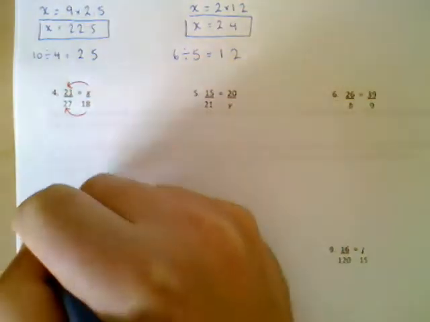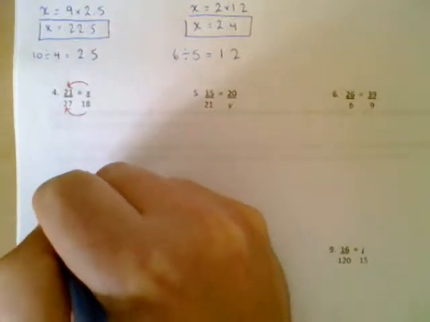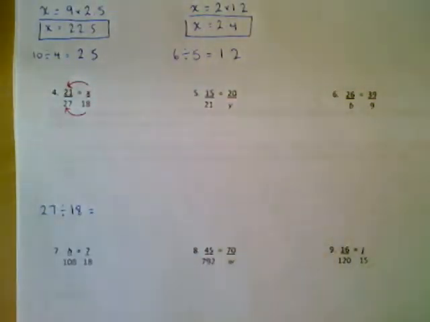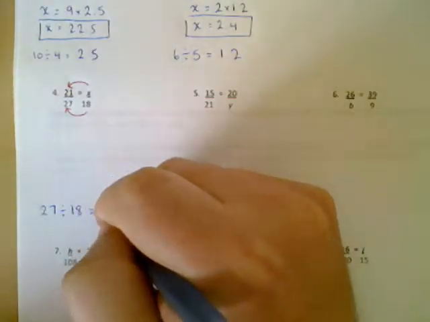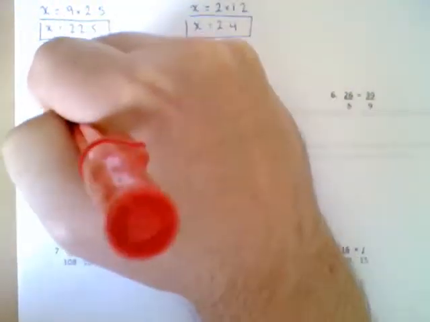Think of it this way: if we stay consistent, we'll get these every time. So what do I multiply that by? 18 by what gives me 27? That's hard to do mentally. So let's just divide and find out what that relationship is. 27 divided by 18 is 1.5. That's my multiplication relationship.